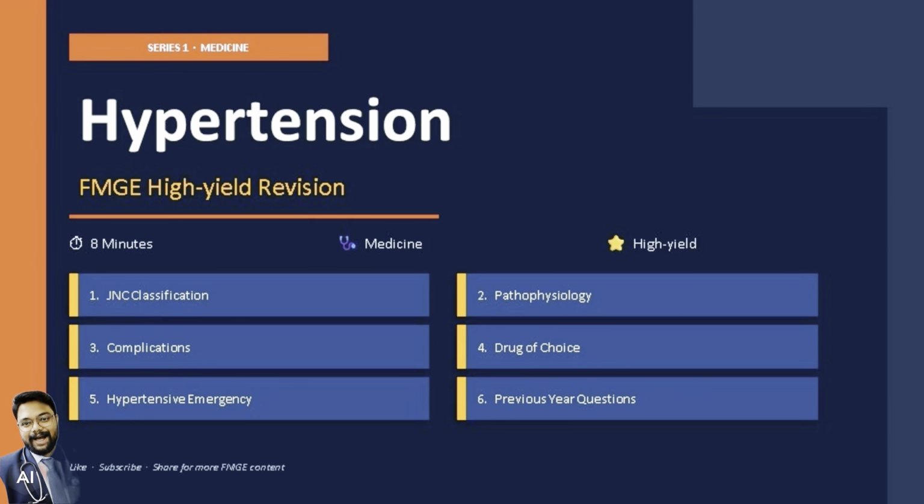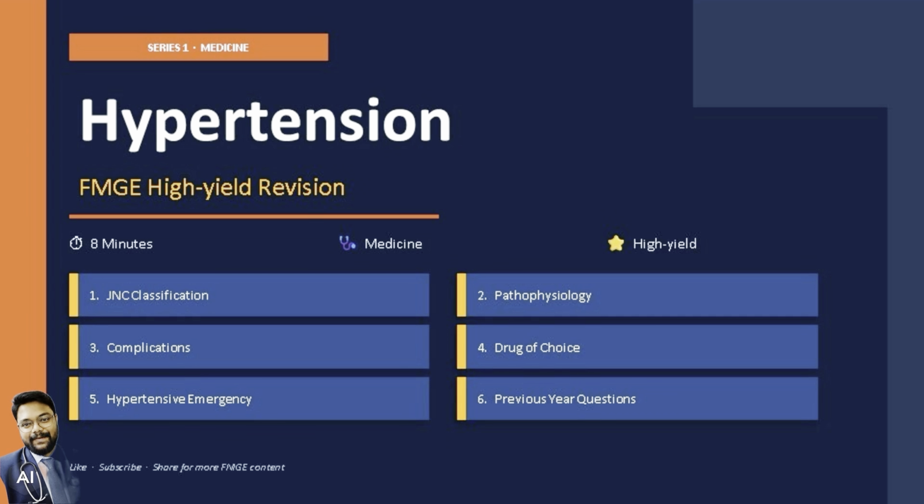I am Dr. Abraham. Today is episode 2 of our medicine series, Hypertension. By the end of this video, you will know the JNC 8 classification with exact numbers, which drug to start first, when to use which antihypertensive, and how to handle hypertensive emergencies and urgencies.